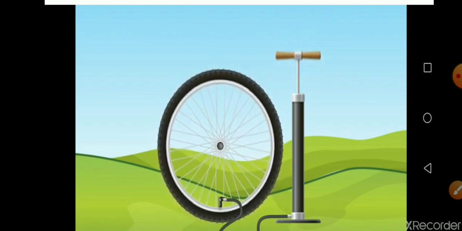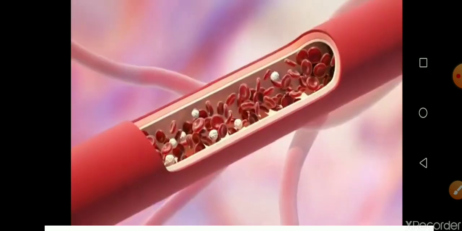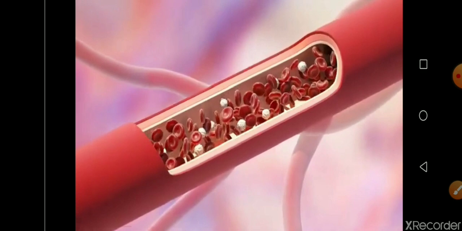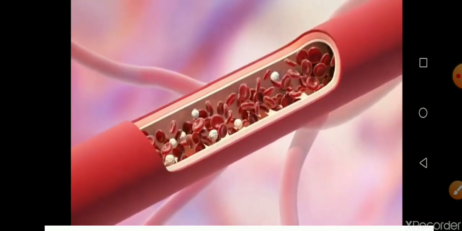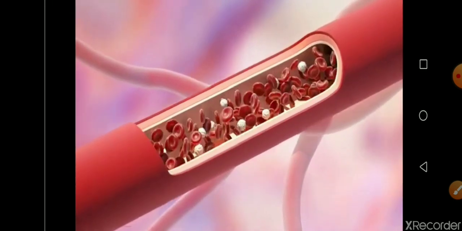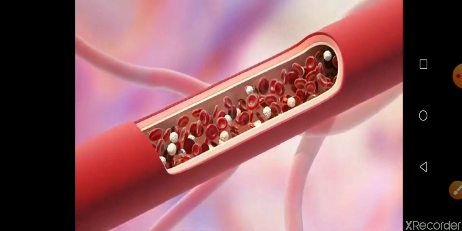As you can see in the picture, there is an air pump, and with this air pump we fill air into the tube of a tire. In the same way, our heart pumps the blood into the different parts of the body with the help of arteries and veins. Now this is an artery, and in this artery, as you can see, blood particles are being transported.